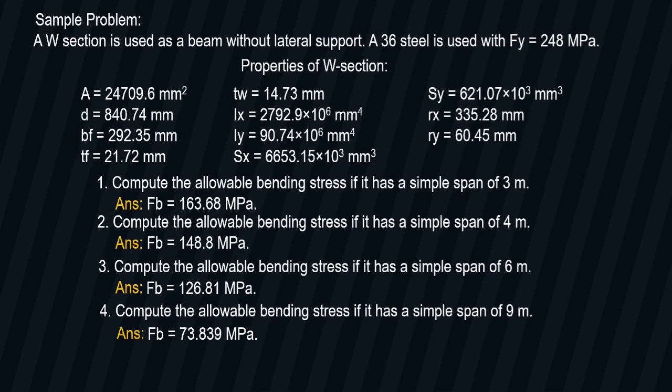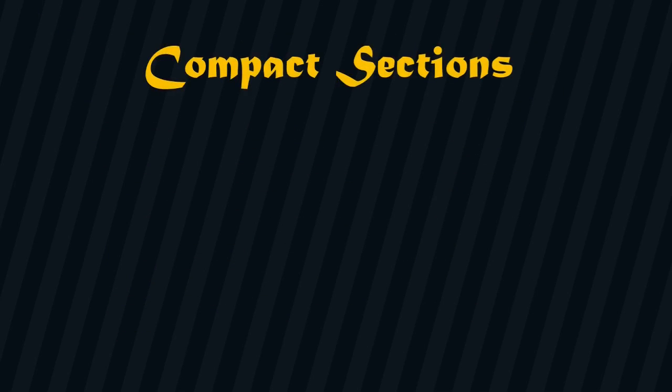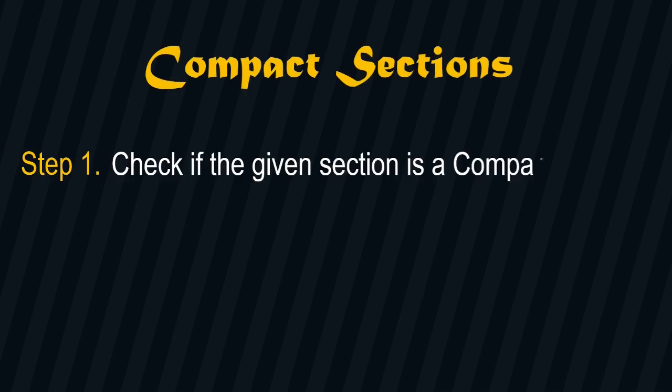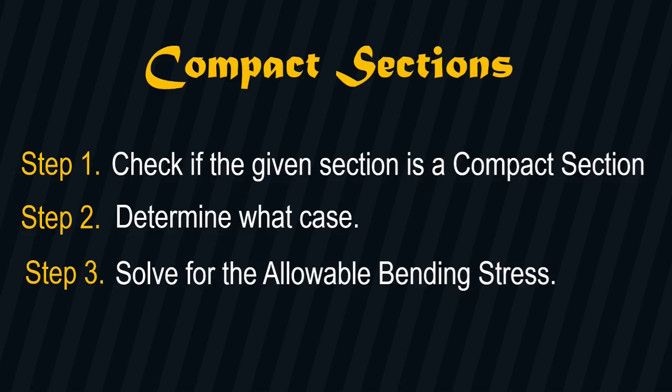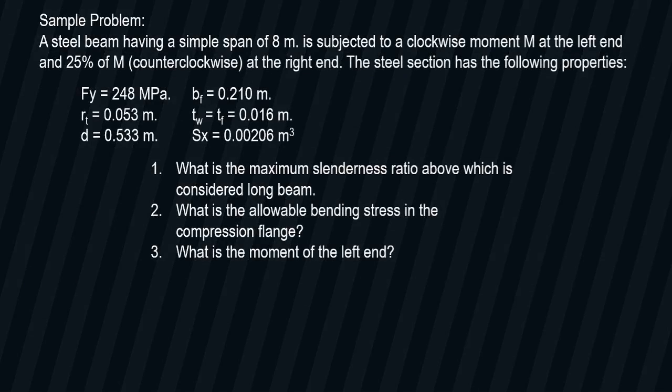So to sum this up, these are the steps in solving for the allowable bending stress for a beam with a compact section. Step number 1, check if the given section is a compact section. Step number 2, we have to determine what case. And of course, the last is to solve for the allowable bending stress of the section. Now, what will happen if in step 1 pa lang, we found out that the given section is not a compact section? That would be another topic for another video. But for now, let's leave it at that. These are the steps in solving for the allowable bending stress for a compact section. Okay, so let's take another problem.